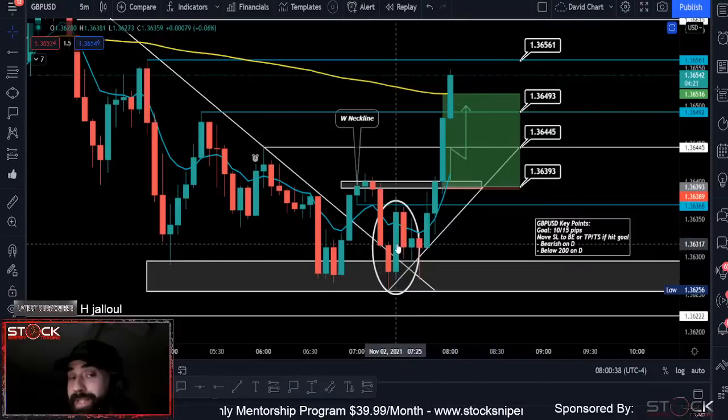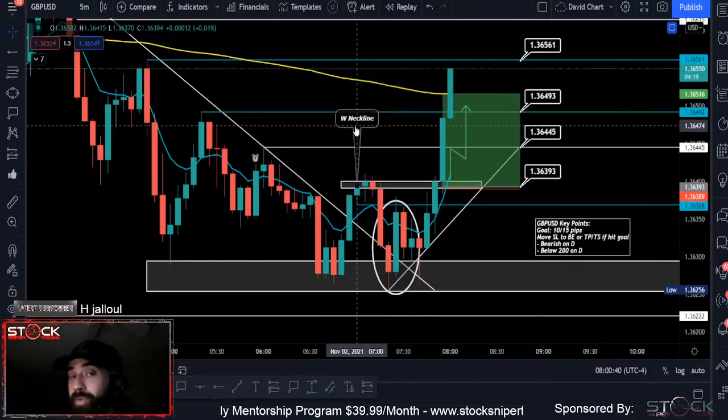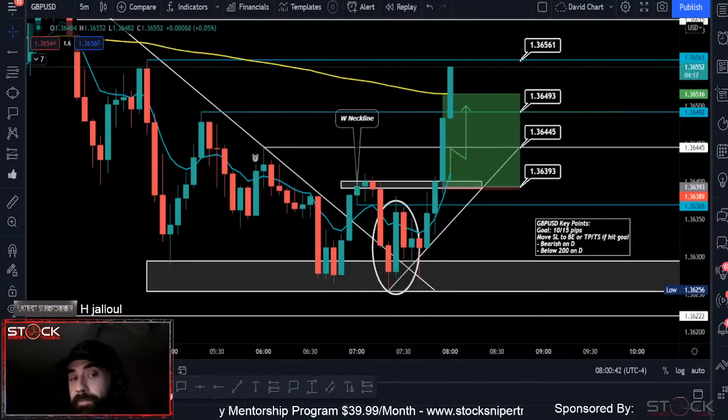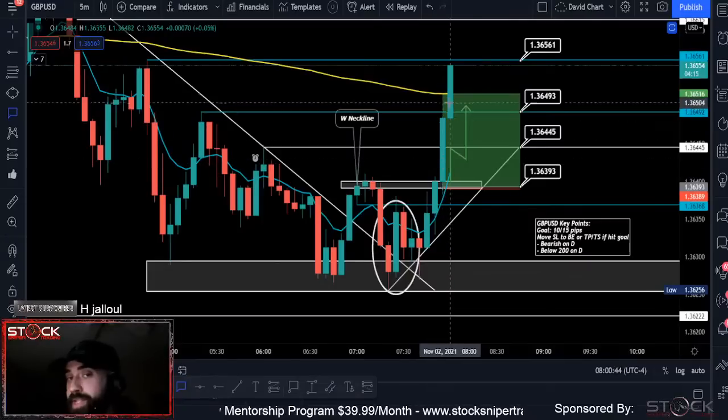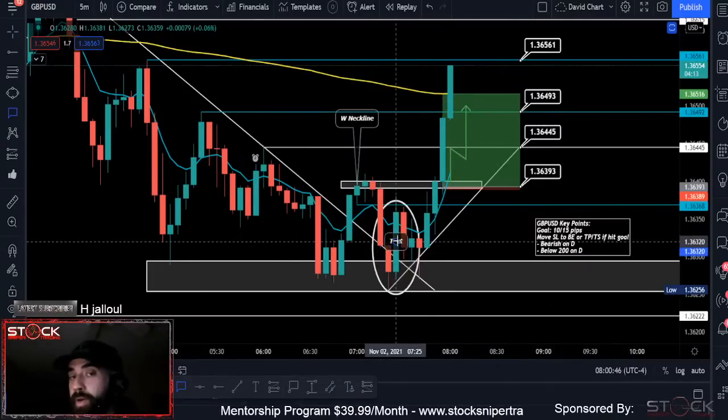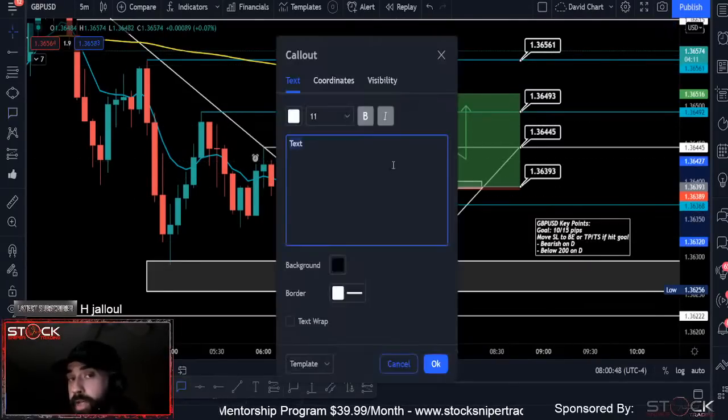So keep in mind, that's a bullish engulfing candlestick breaking through the neckline here. And if you don't believe it, why is this going bullish then? You know what I mean? Look at it.